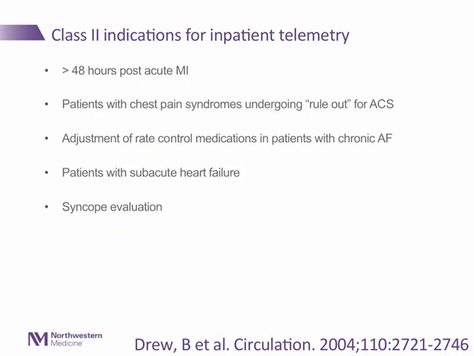The following are Class 2 indications. A Class 2 indication means that the benefit is likely to outweigh the risk and that it is reasonable to place these patients on inpatient telemetry monitoring. This includes patients more than 48 hours following an acute MI, patients presenting with chest pain syndromes who are being ruled out for ACS, adjustment of rate control medications in patients with chronic atrial fibrillation, patients presenting with subacute heart failure, and patients presenting for evaluation of syncope.